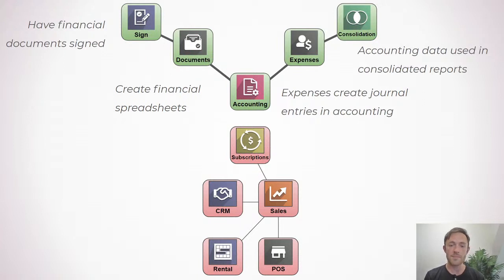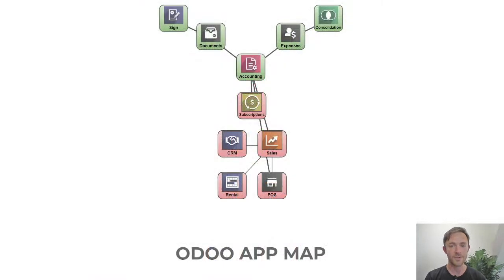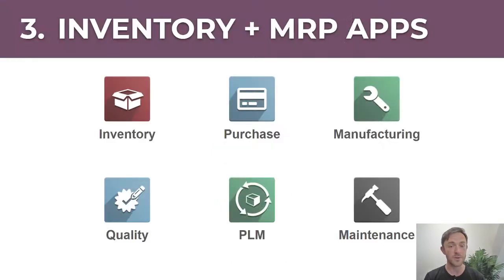And then outside of the finance apps, you'll see that you can create invoices from sales orders and subscriptions over there. And finally, the same goes with point of sale. Any of the transactions and payments in point of sale, they all roll up into accounting. Well, there it is, our app map. It's starting to take shape. Looks a little weird, kind of like a weird letter Y or maybe a weird bunny rabbit. Let's go ahead and move on to our next app group.